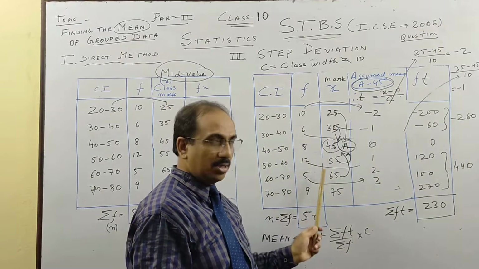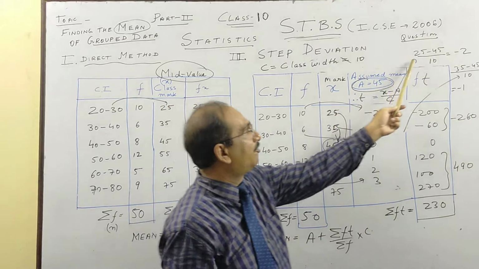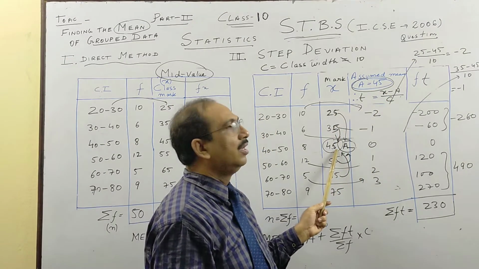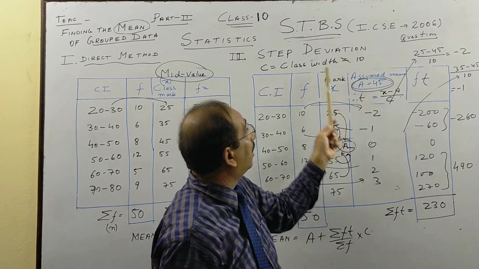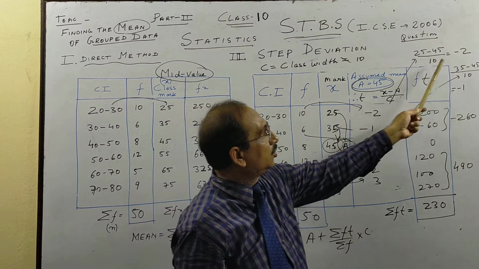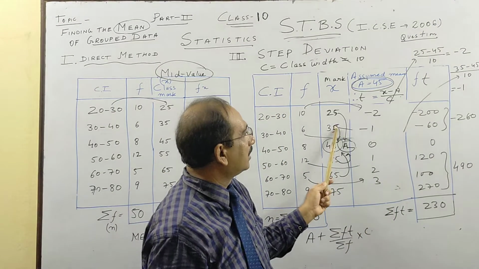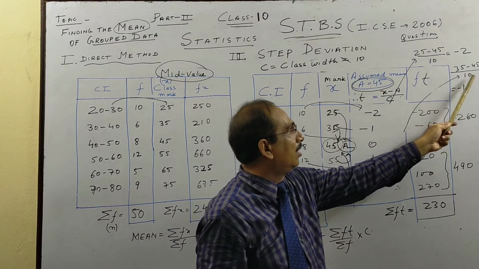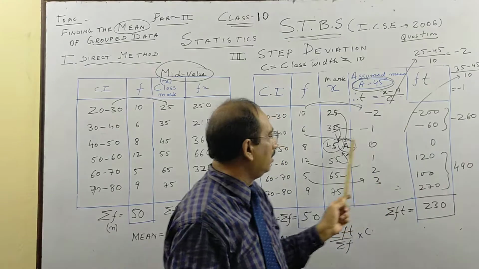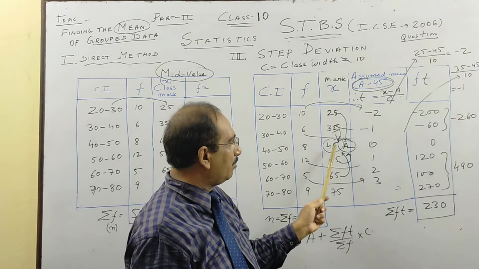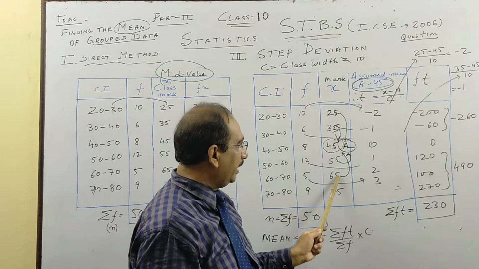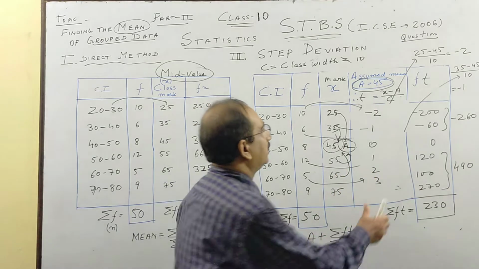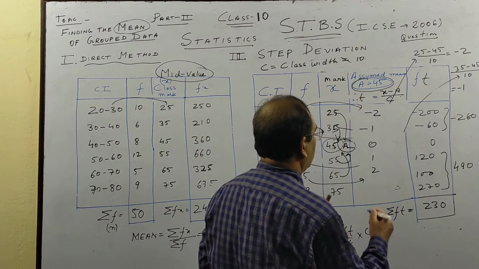See once more this method. Same thing we get, last mark. Subtract 25 minus 45. In the previous shortcut we got minus 20, but we divide by class width 10. So we get minus 2. This is 35 minus 45 by 10, minus 10 by 10, minus 1. This is 55 minus 45, 10 divided by 10 is 1. 20 divided by 10 is 2. And same way this is 3.